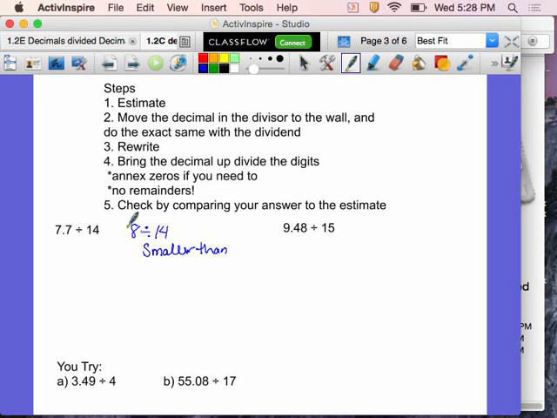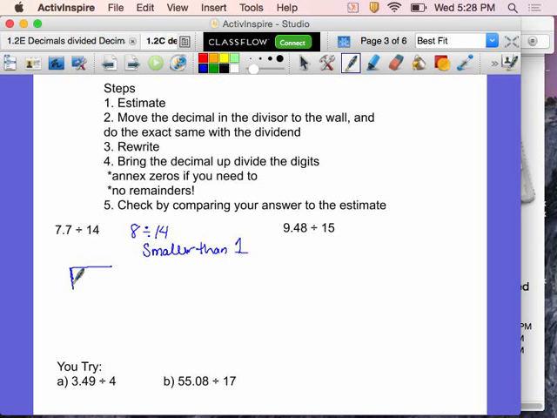Because we don't have enough pieces here. We don't have 14 pieces. Okay? So that's going to be our estimate for this one, because it's something smaller than 1. So now we go ahead and try to do the dividing.